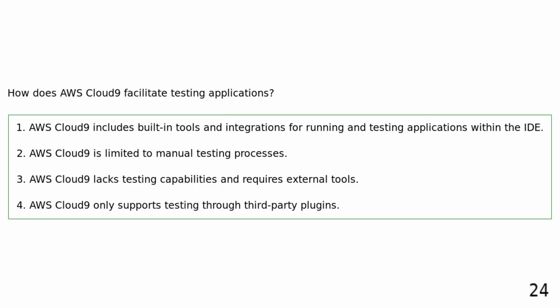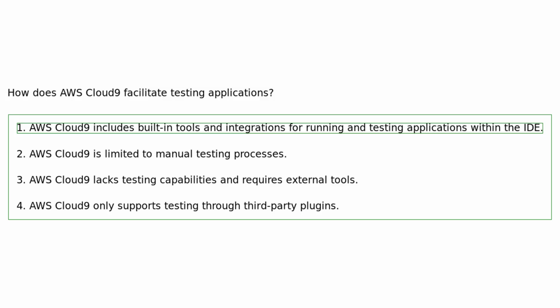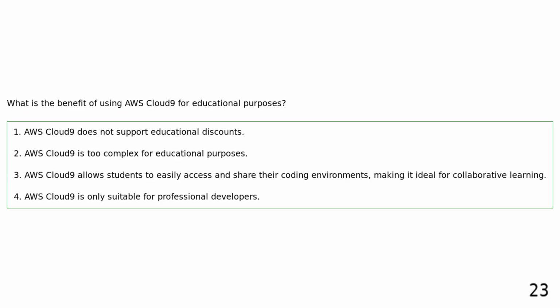How does AWS Cloud9 facilitate testing applications? AWS Cloud9 includes built-in tools and integrations for running and testing applications within the IDE. AWS Cloud9 is limited to manual testing processes. AWS Cloud9 lacks testing capabilities and requires external tools. AWS Cloud9 only supports testing through third-party plugins. AWS Cloud9 provides built-in tools and integrations to support the running and testing of applications, streamlining the development workflow. What is the benefit of using AWS Cloud9 for educational purposes?